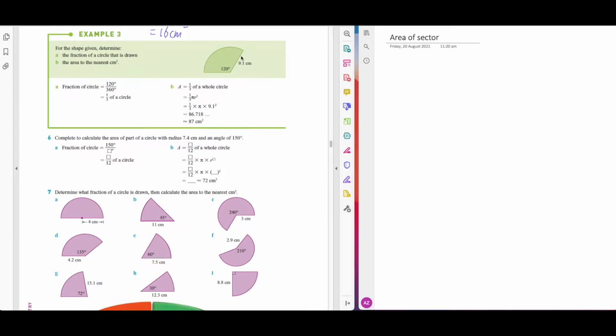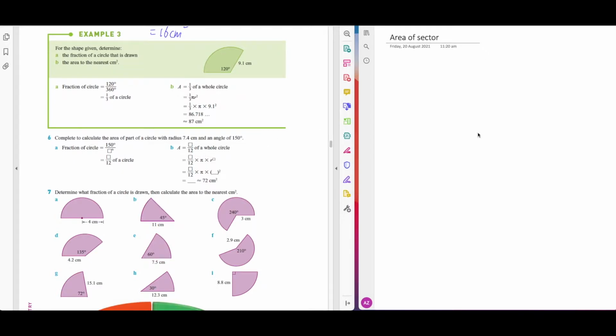Now remember, this 9.1 is the radius, it's not the diameter, okay? So because the diameter is the distance between one side of a circle to the other side, the radius is the distance between one side of a circle to the center. So in this case, this is the center. And that's how you get the area, and because it says nearest centimeter squared, you just round it to the nearest centimeter squared.